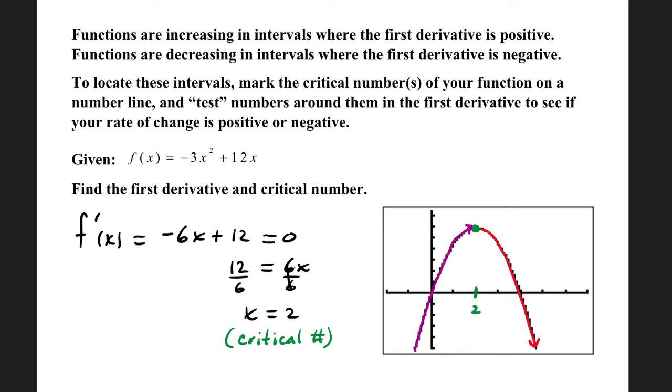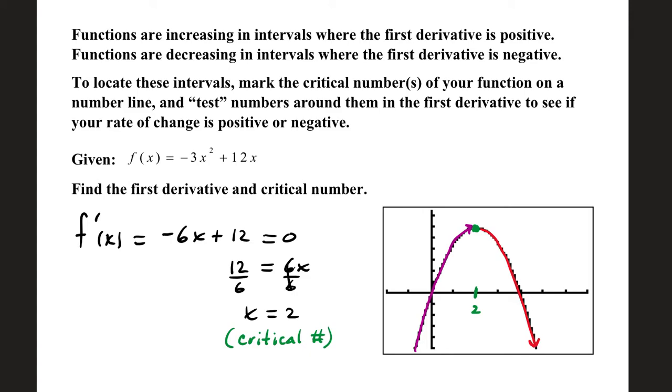Our first derivative is negative 6x plus 12, and that's equal to 0 whenever 12 equals 6x. I brought it over and added. Divide both sides by 6, then you get a critical number of 2. Where the x value is 2, that's where the top of the hill occurs.